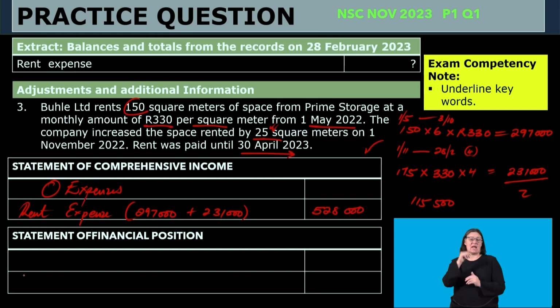So we then go to my statement of financial position. Remember, under my current assets, I now have my prepaid expense. I now have my prepaid expense, which is your 115,500.